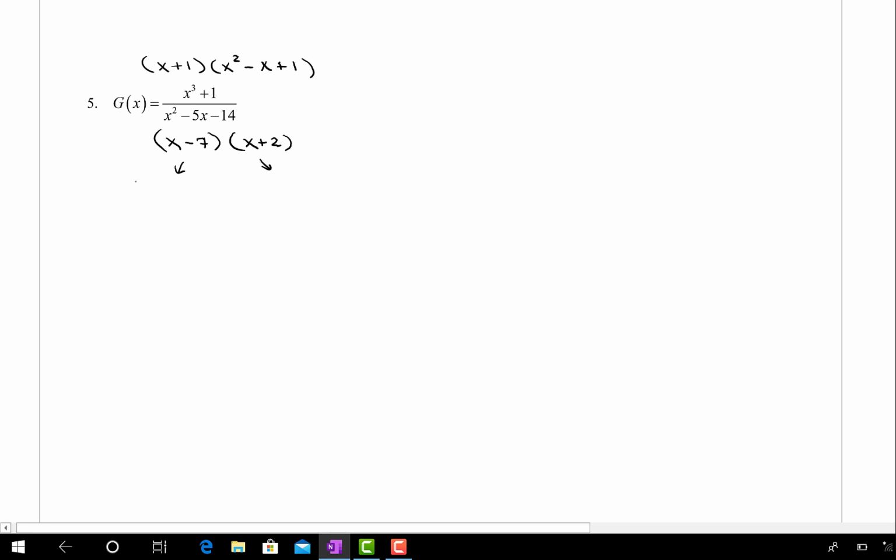Therefore, I can't reduce this. I'm going to have to set each one of those factors in the denominator equal to 0 and solve in order to find my vertical asymptotes. There we go. We get x equal to 7 and we get x equal to a negative 2.